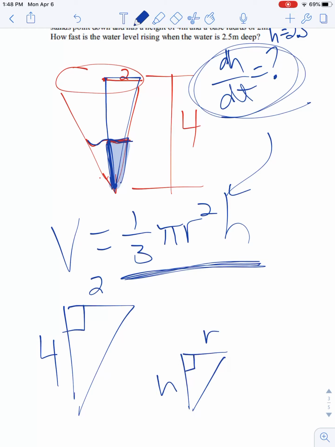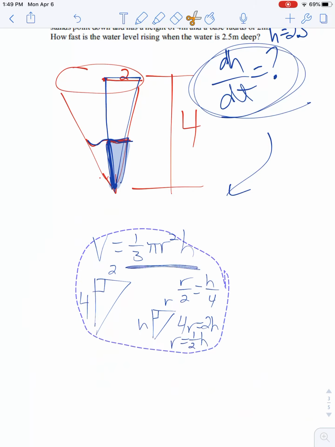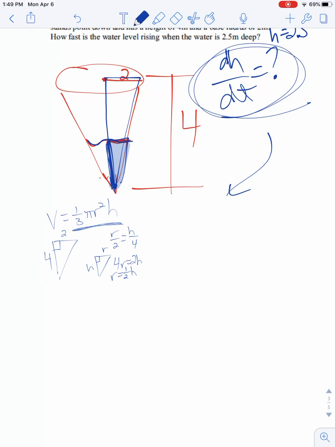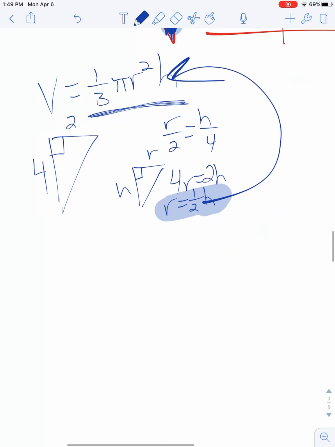So if you look, and I use similar triangles here, r over 2 equals h over 4. You can cross multiply here, and you could have done this a whole bunch of different ways. You can see that the radius is 1/2 the height. So we're finding a ratio here because of the similar triangles. That's the catch. Why am I doing this? So that I can plug that in. Now I'm going to plug this in up here into the formula. And that's why we do that.